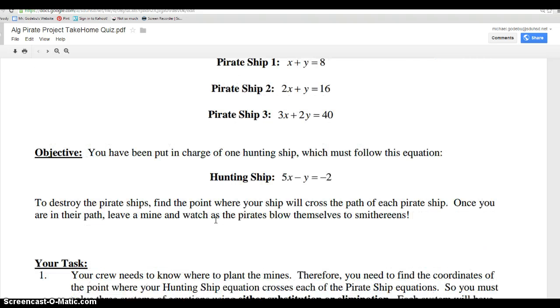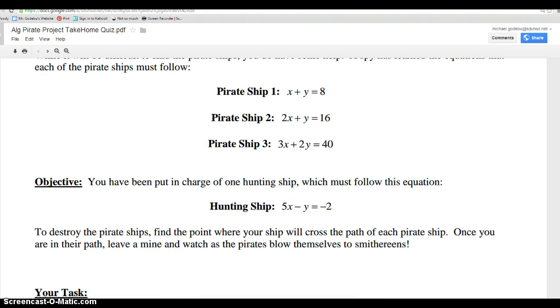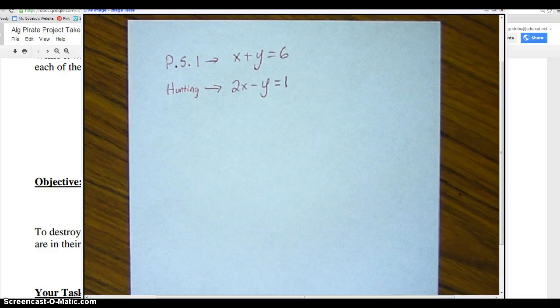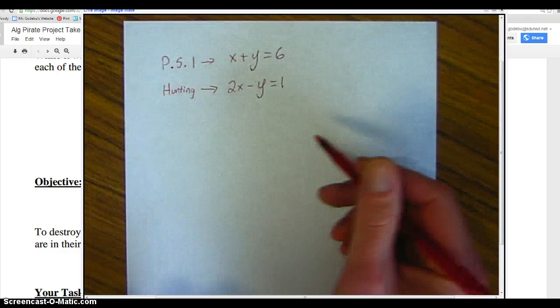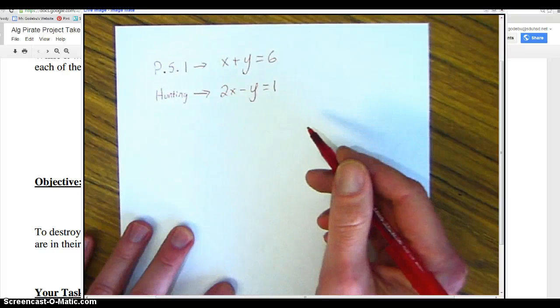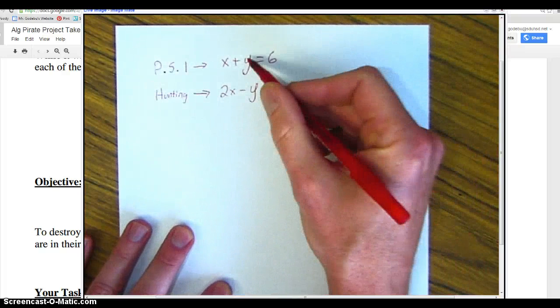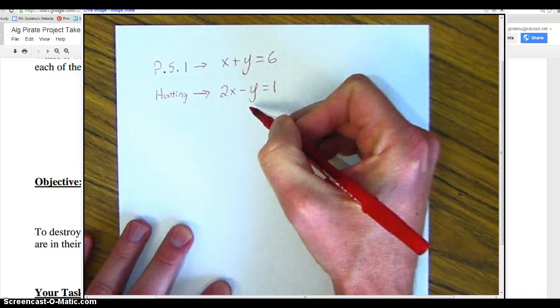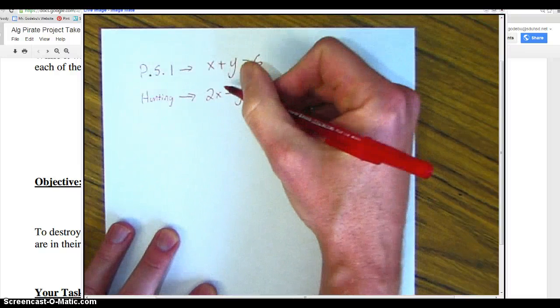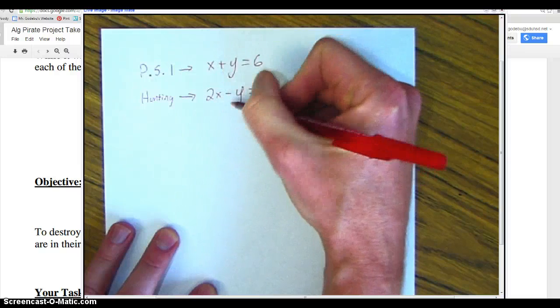So I'll start off showing you an example. I'll use a different pirate ship and a different hunting ship. As you can see, these are not the same as the pirate ships and hunting ships here, for obvious reasons. So this is only going to be a third of one of the things you're doing. If this is your pirate ship and this is your hunting ship, you're going to solve this system using either elimination or substitution. Well, I look at this and I think, these are set up for elimination.